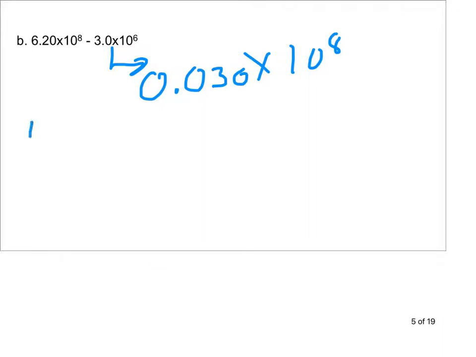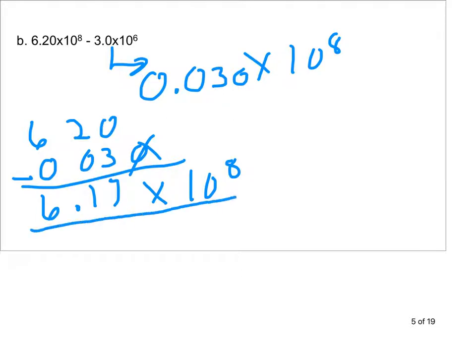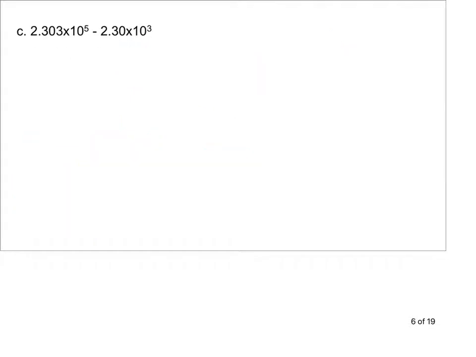Now we subtract 6.20 minus 0.030. And that 0 is not going to make any difference for a subtraction. 20 minus 3, 17. 6.17 times 10 to the 8th. Once you get them the same, all you got to do is keep that exponent. And by going to the larger exponent, you're not going to have any adjustments to do at the end.